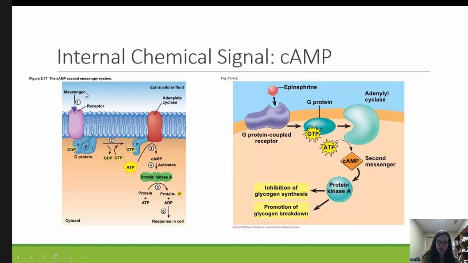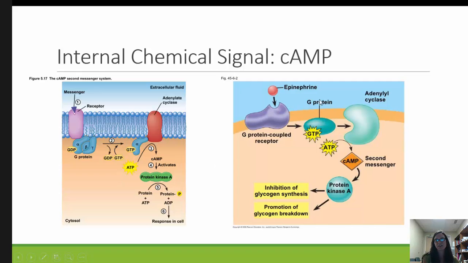We had our first messenger up here, that's our hormone. What happened was that downstream it created cAMP, which is our second messenger. And as we saw in the previous slide, cAMP activates a kinase, okay? That kinase adds a phosphate onto a protein and elicits a response in the cell. We're going to see this over and over again.